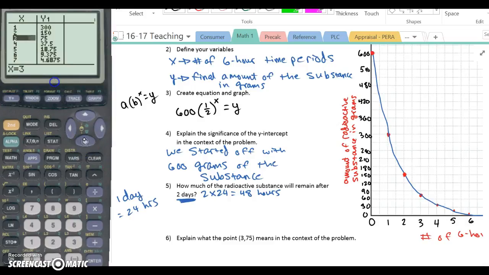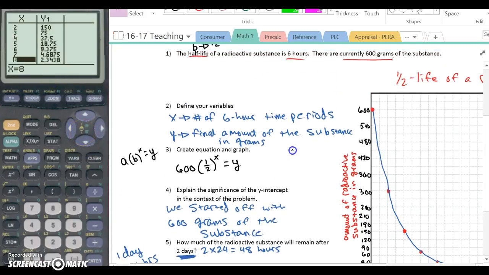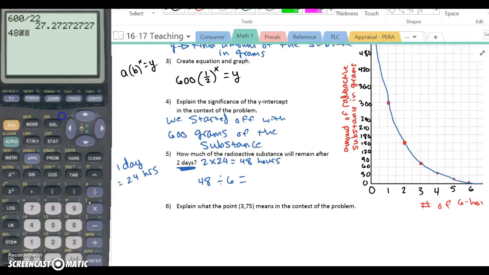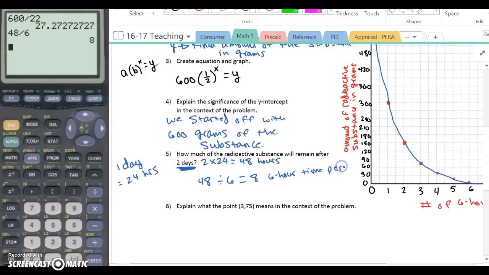Okay, we're actually going to have to do a second calculation because my x value is not number of hours, so I can't just scroll down to 48, right? So if x is number of 6-hour time periods, how many 6-hour time periods do I get in a 48-hour window? 48 divided by 6 is 8. So there's 8 6-hour time periods. That's a fancy way of just saying that x is going to equal 8.